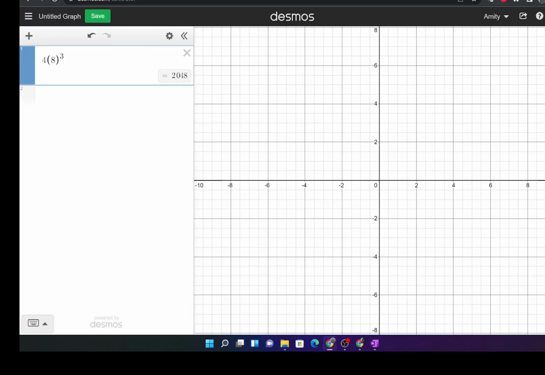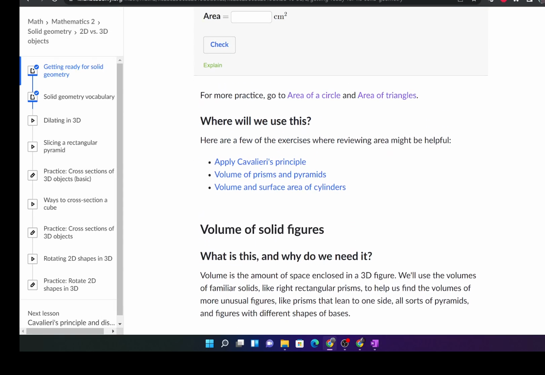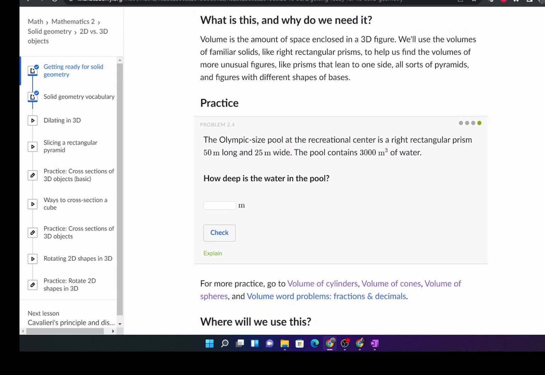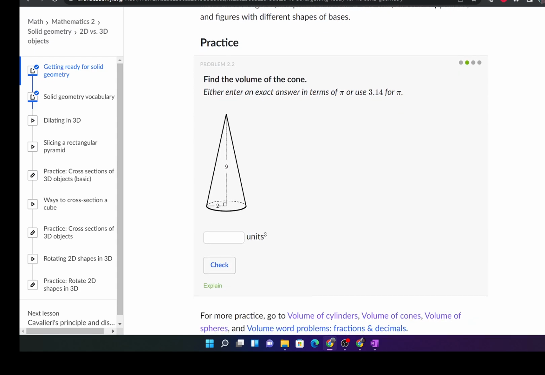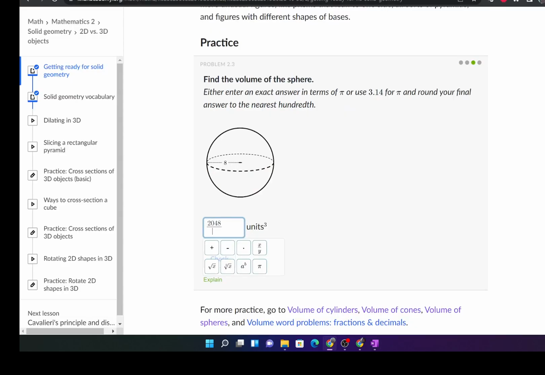Let's go over here and see if that worked out. So I'm on the article and I'm doing this one, not that one. I'm doing this one, and I said 2048 divided by 3 and a pi. And let's see if that's right. It seems really big. Yay, I win.